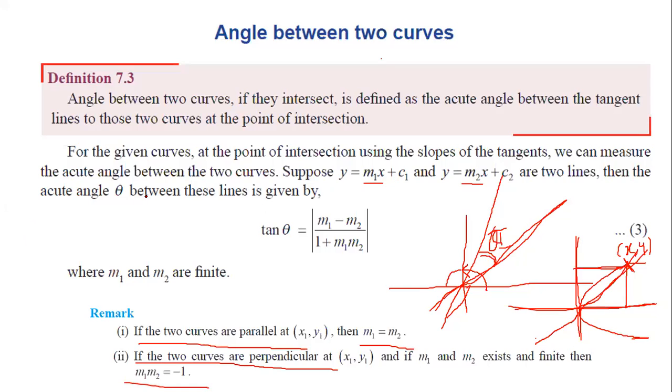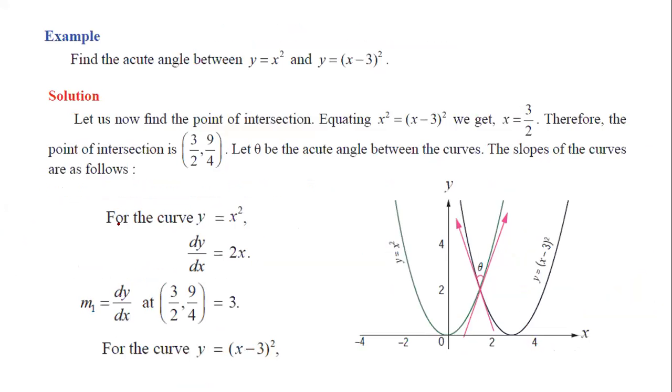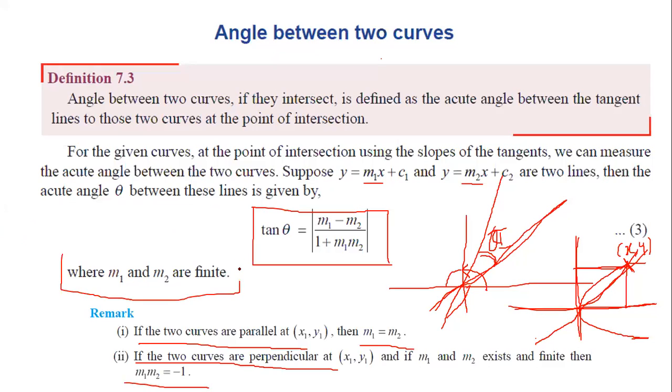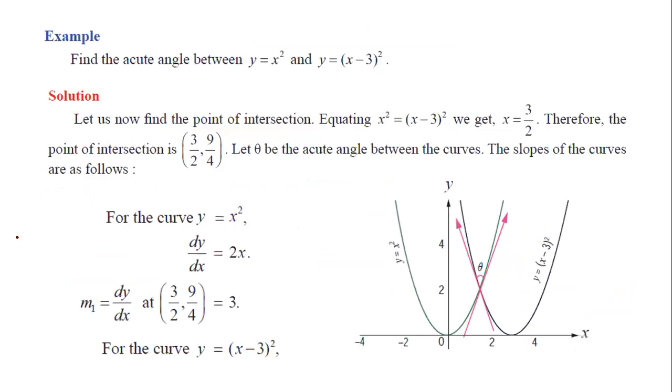So the angle theta between the two curves, in the acute angle, is given by tan theta equal to m1 minus m2 divided by 1 plus m1 m2. Here one more thing is given: m1 and m2 should be finite. They should not be infinite. Okay, the next point is, you can see some problems discussed.